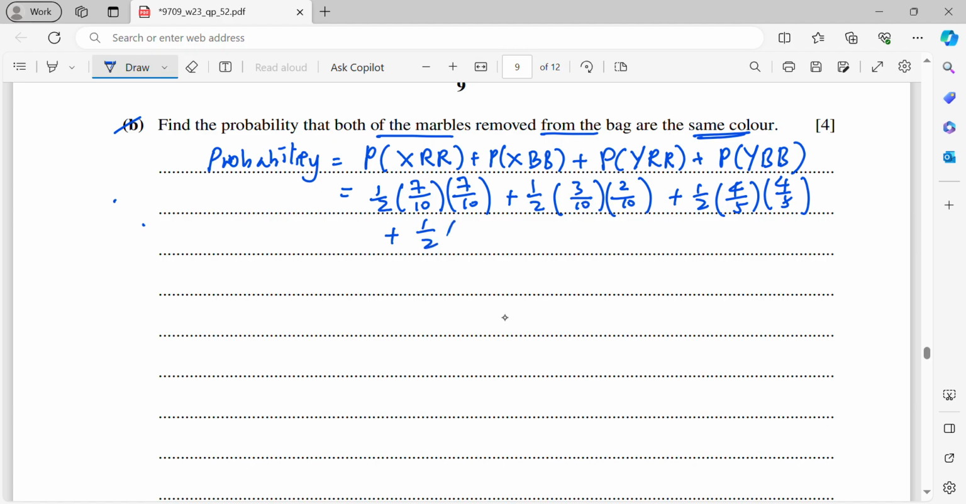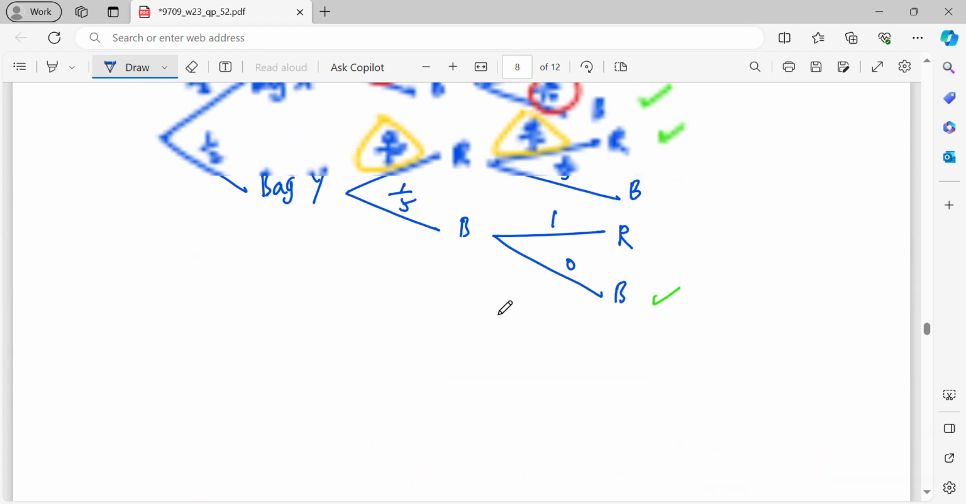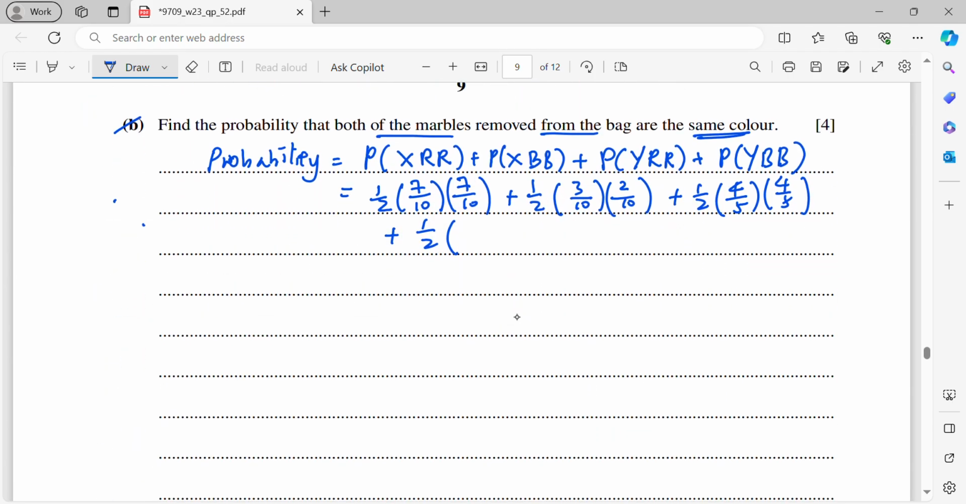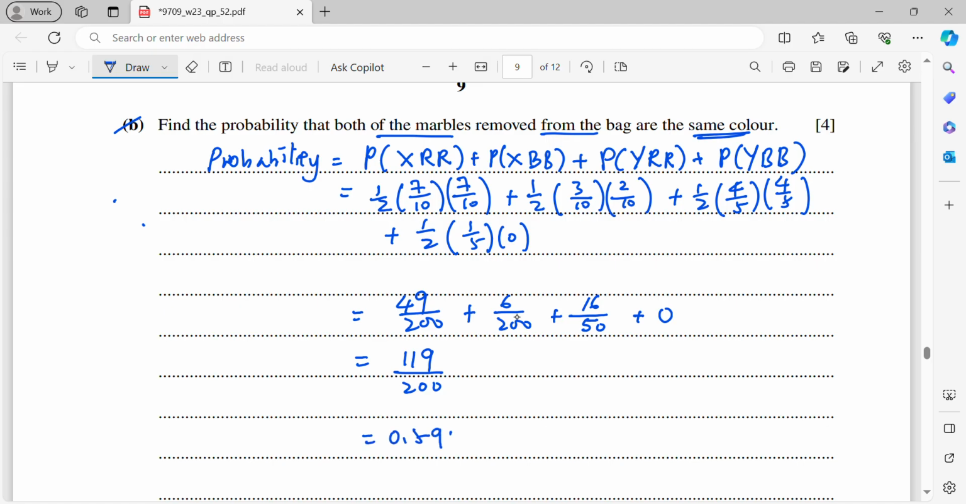Plus back Y is half, then both blue. So blue means 1 over 5 times 0. Okay, so here 1 over 5 times 0. Then from here, you will be getting the first one is 49 over 200. The second is 6 over 200. Third is 16 over 50. Then plus 0. So at last, you will be getting 119 over 200. So you can leave your answer in fraction or decimal. It will be 0.595. So that's the probability of part B.